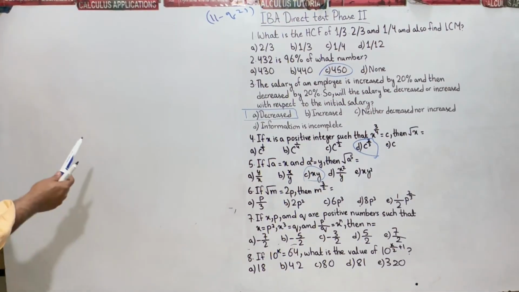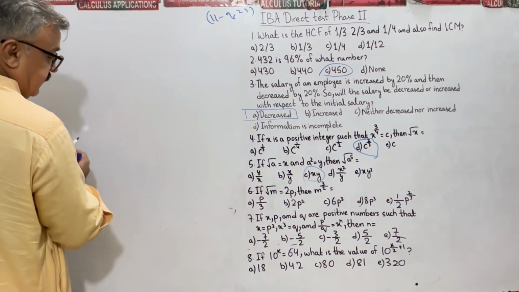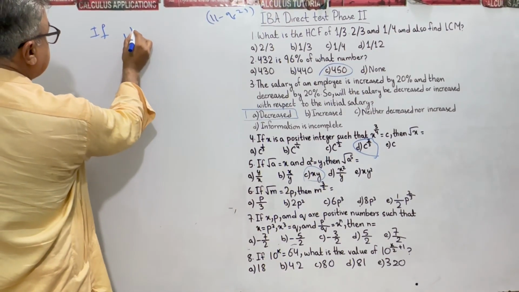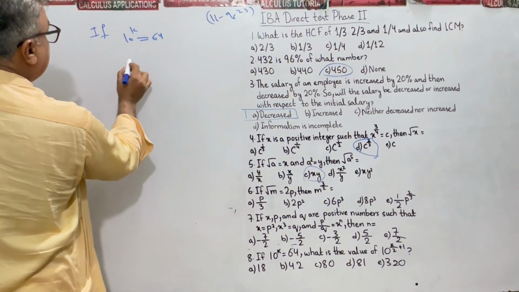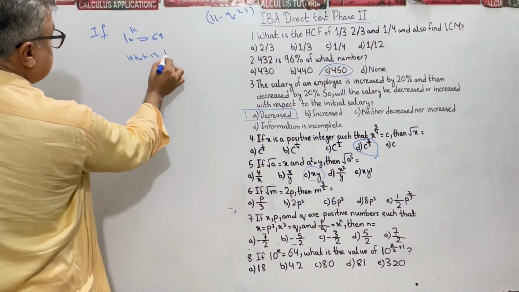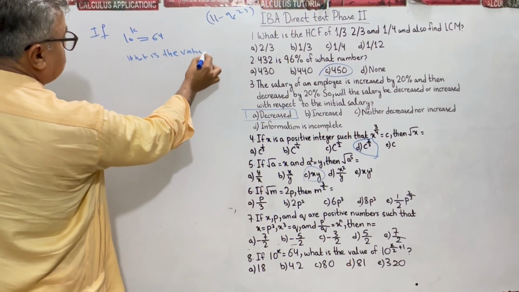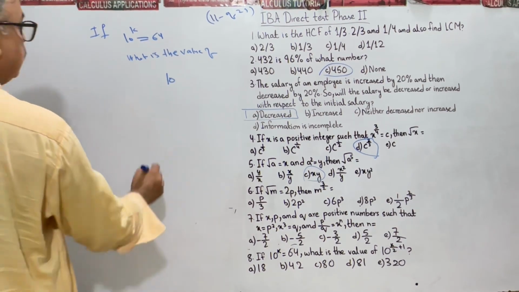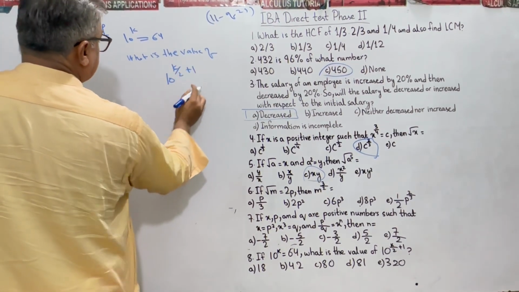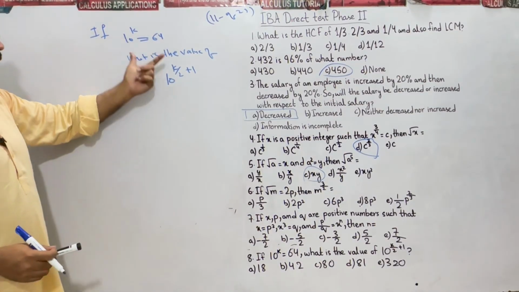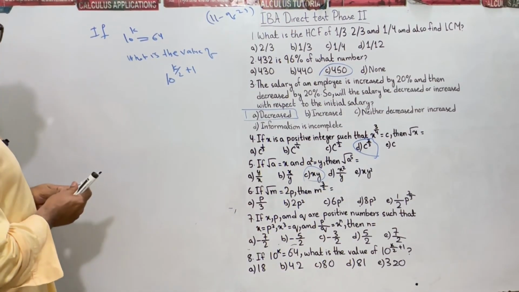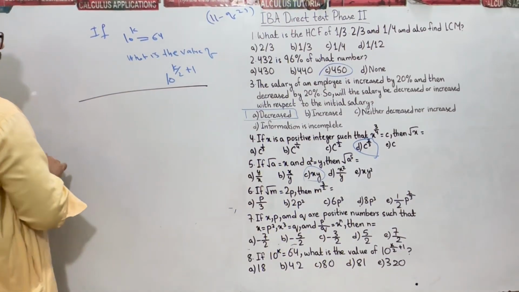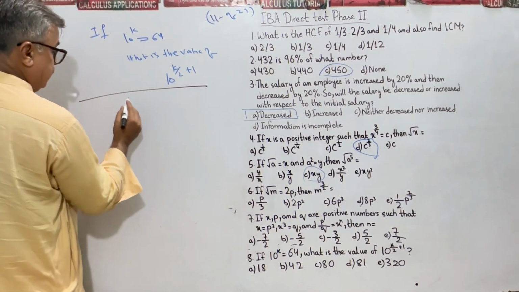If 10 raised k is equal to 64, what is the value of 10 raised k over 2 plus 1? 10 raised k is equal to 64. We are asked to find the value of 10 raised k over 2 plus 1. Let's see its solution. Simple one.